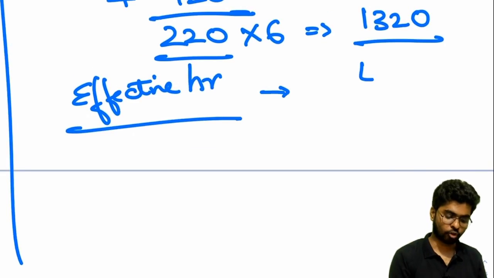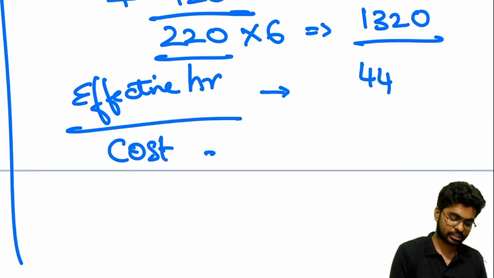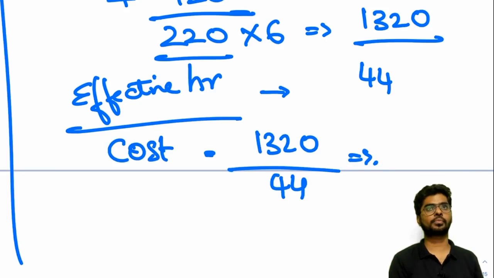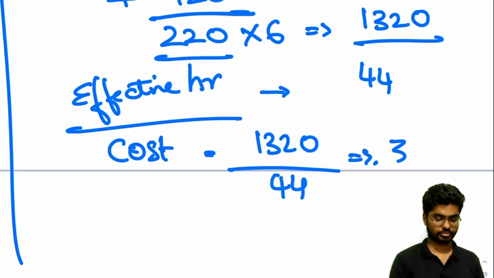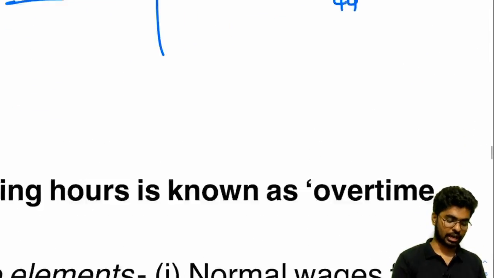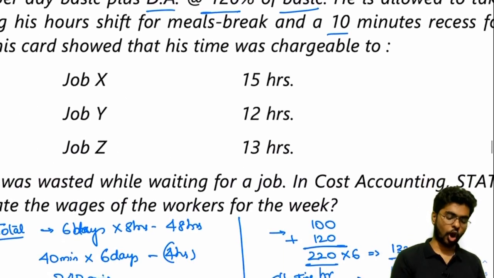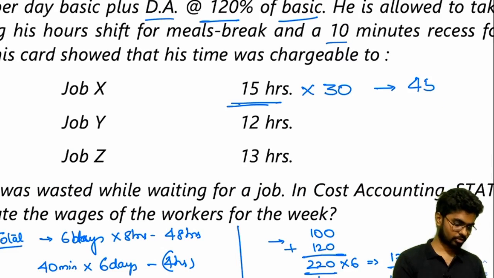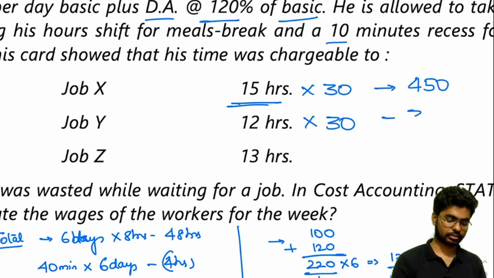Effective hour is 44. So what is going to be my effective cost? Can I say 1320 divided by 44? How much does it come to? 30 rupees per hour. So I got the cost per hour. Now see here, job X is taking 15 hours. So 15 into 30, 450. Job Y, 12 into 30, 360. Job Z, 13 into 30, 390.